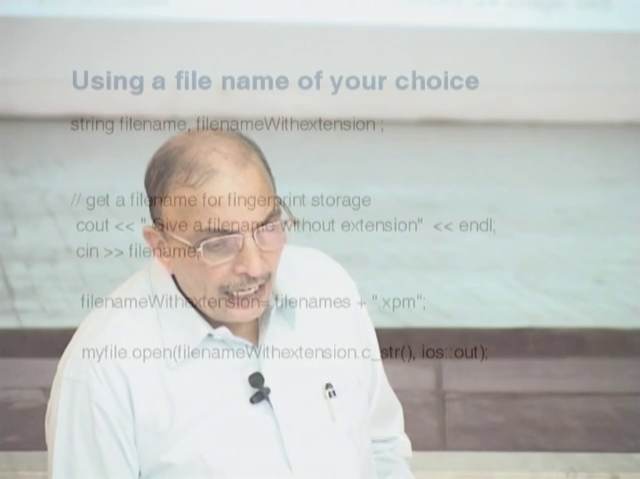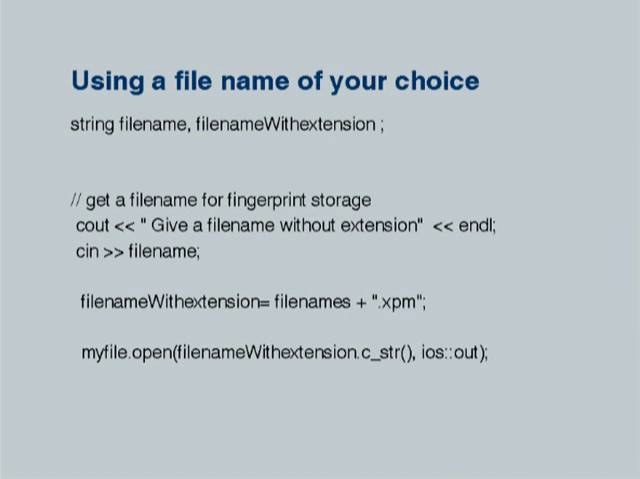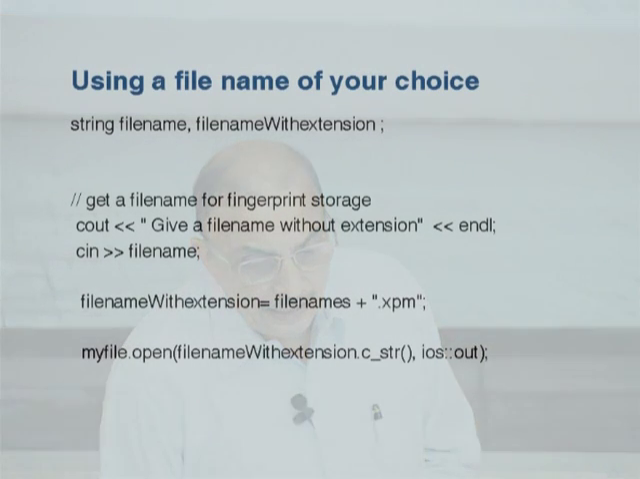To create these variable file names, I have this simple mechanism. I define a string called file name, and I define a string called file name with extension. I can get a file name for fingerprint storage by saying give a file name without extension and cin it into file name. Whatever I type, a single name without extension will go in and will sit inside here as the file name. The final file name with which I want to open a file, output file, will contain an extension. In C++ objects, which strings are, I can simply say file name with extension equal to file name plus .xpm. So this will create filename.xpm as the name.